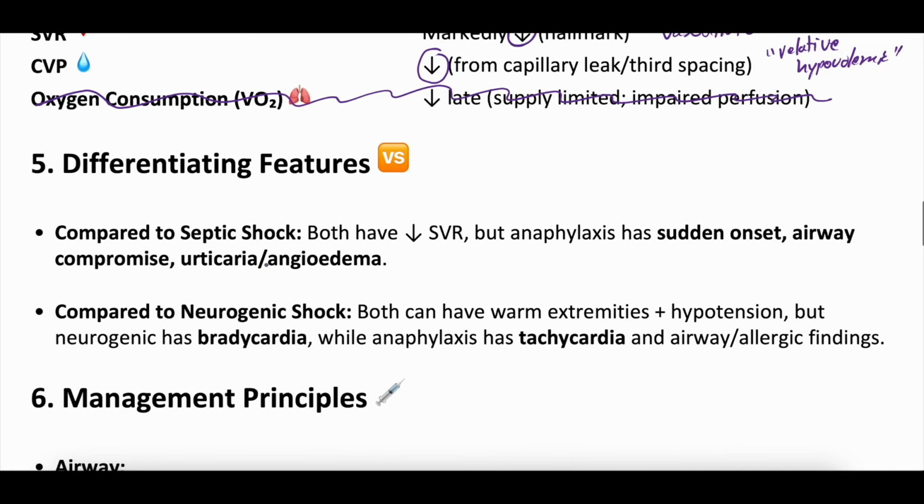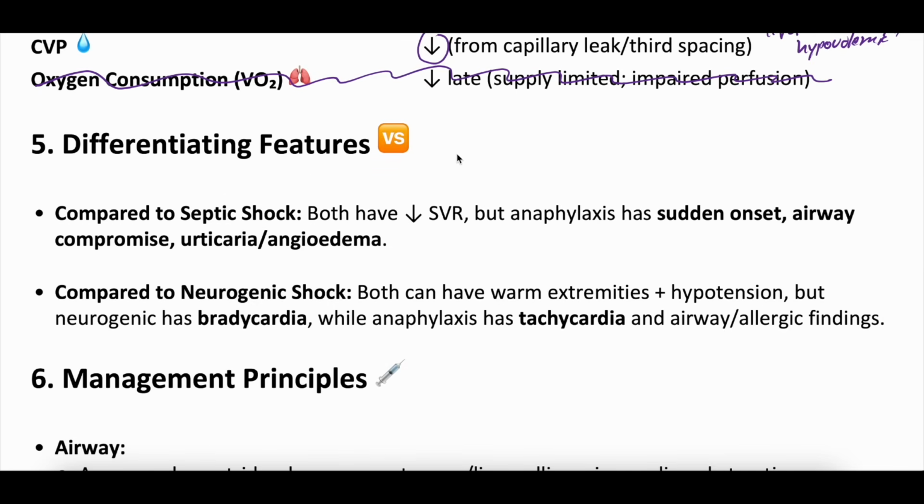So differentiating features between anaphylactic shock and either septic or neurogenic, these are both two other types of distributive shock along with anaphylaxis.